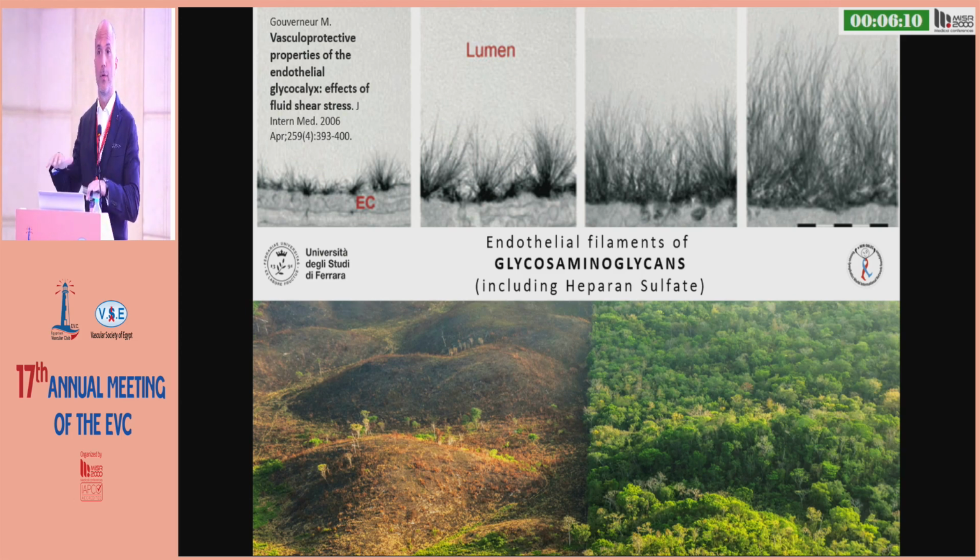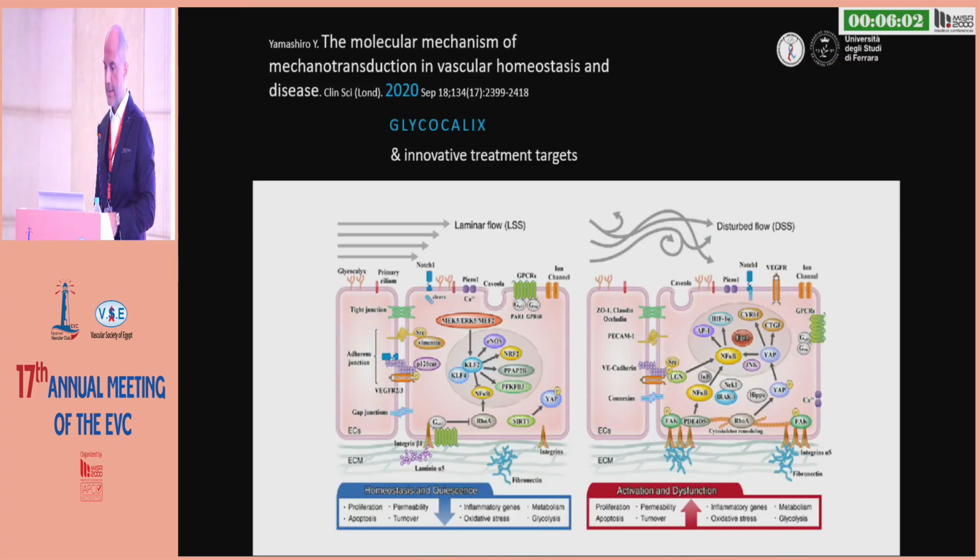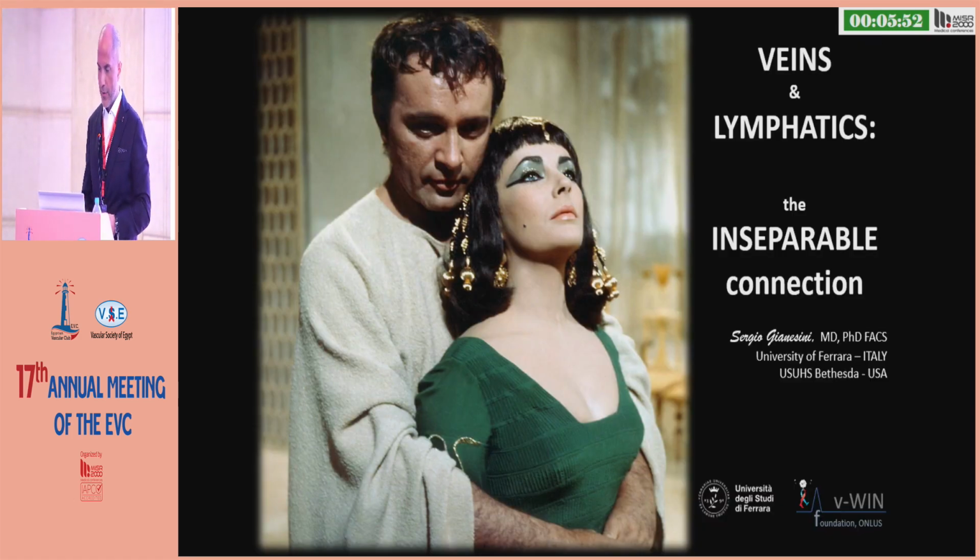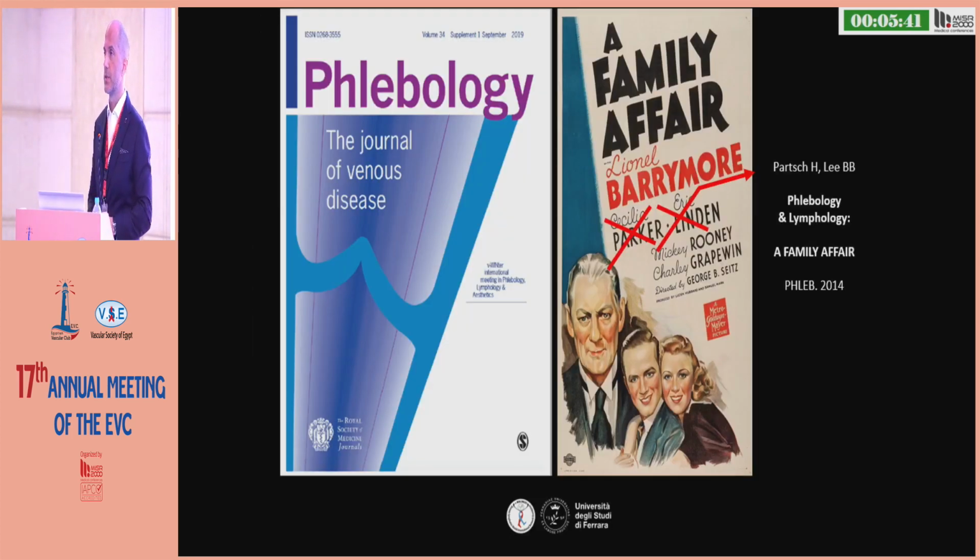We know the importance of the forest to cover the land. We understand the importance of these ciliar structures to protect the endothelium lining. And indeed, as I said, the glycocalyx has been identified as an innovative treatment target for both arteries and veins. And in honor of Egypt, whenever we are talking about veins, we should talk also about the lymphatics, meaning that Antony and Cleopatra, veins and lymphatics, a family affair, as it has been described by our beloved Hugo Partsch, whom we always remember, and B.B. Lee in this nice publication I suggest you to enjoy.